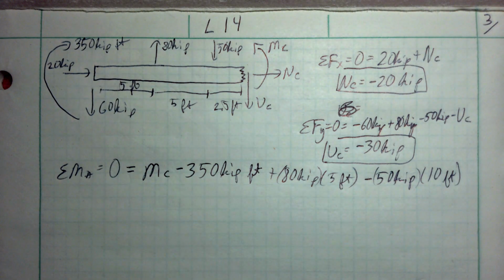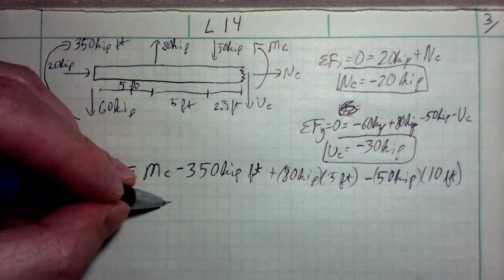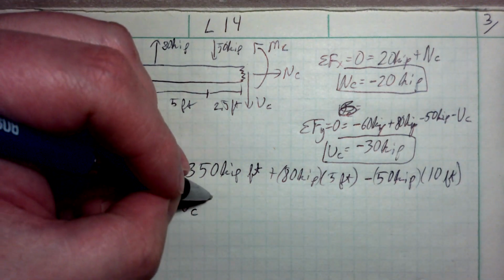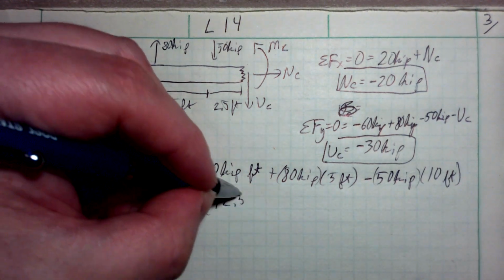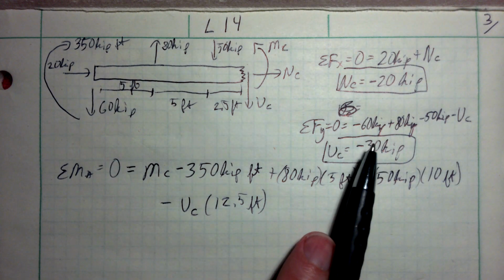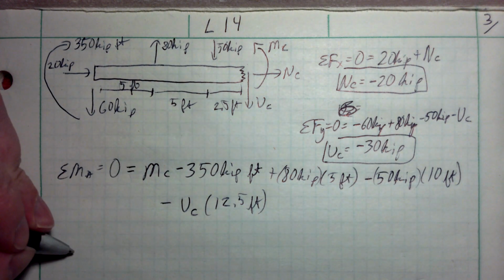And then finally, also causing a clockwise or negative rotation, so start on the second line, minus the shear at point C, and that is at a distance of 12.5 feet. Now I've already got a value here for shear, so I could plug in here if you like, but I'll just go ahead and solve.